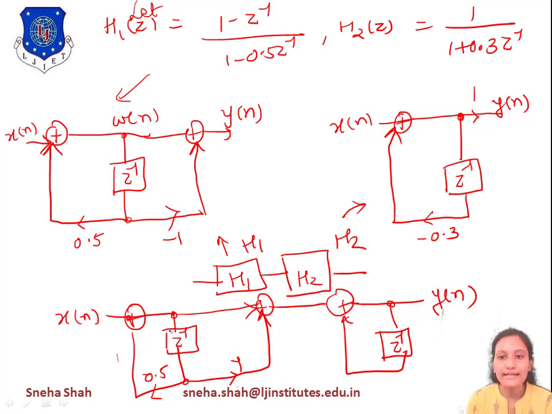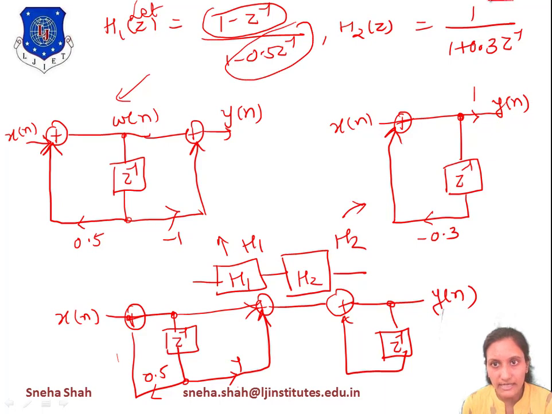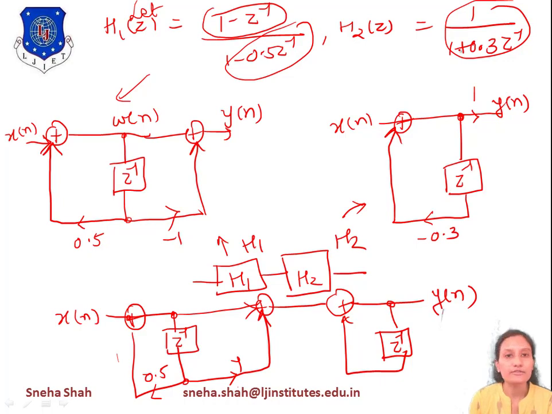So in short, the cascade form structure will be represented as a multiplication of the individual forms. So h1 is multiplied with h2, and it will multiply with h3, likewise. The same thing can be represented like this also. Suppose this one is h1 of z, this one is h2 of z, and this one is h3 of z, then also we can represent it in terms of cascade. So it will always be a multiplication of all the terms.